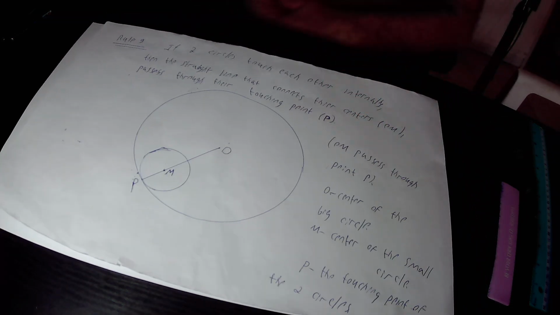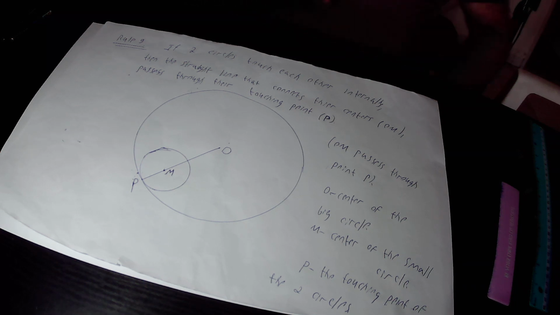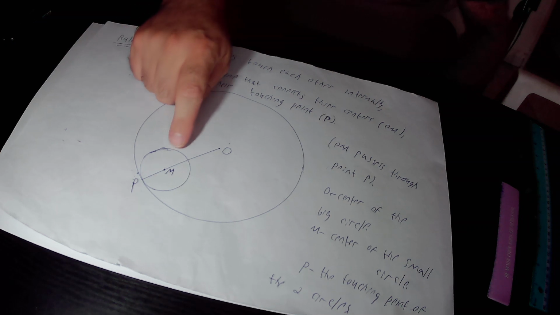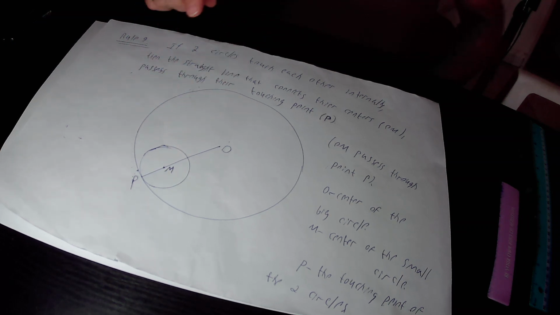if two circles touch each other internally, then the straight line that connects their centers together passes through their touching point. In the drawing, we have two circles. The center of this big circle is at point O. The center of this small circle is at point M. And the straight line that connects their centers together is, of course, the straight line OM.